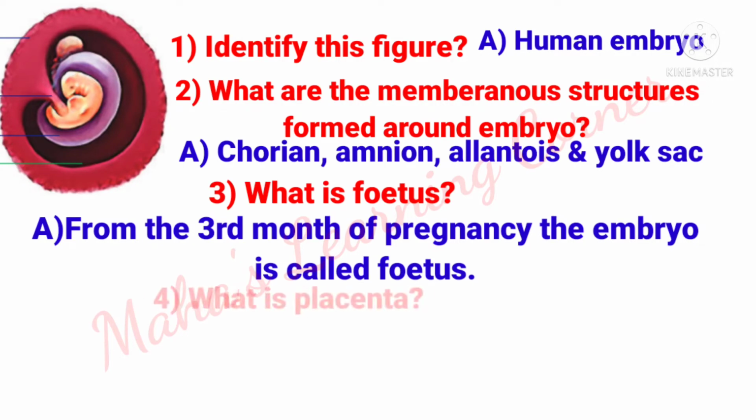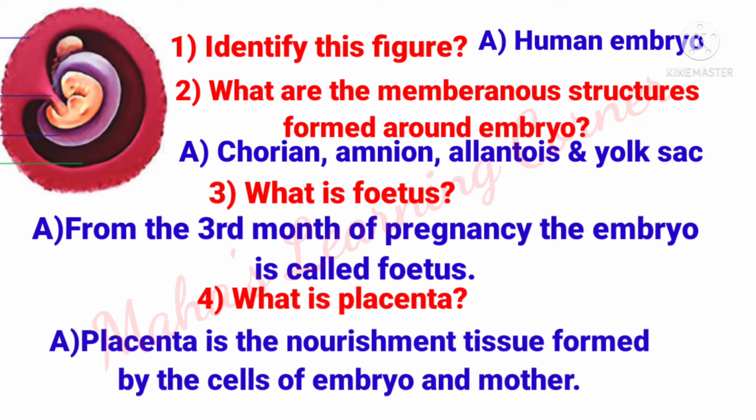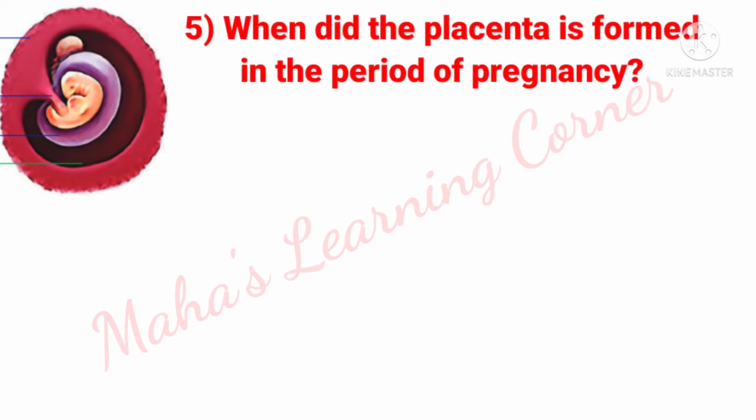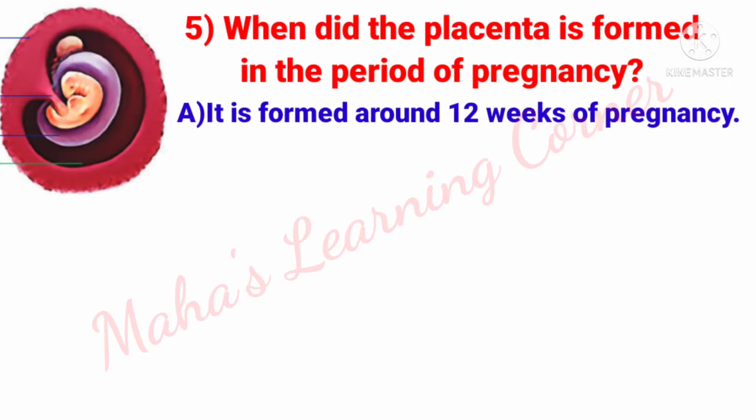Next one, what is placenta? Placenta is the nourishment tissue formed by the cells of the embryo and the mother. Next, when is the placenta formed in the period of pregnancy? Correct answer. It is formed around 12 weeks of pregnancy.